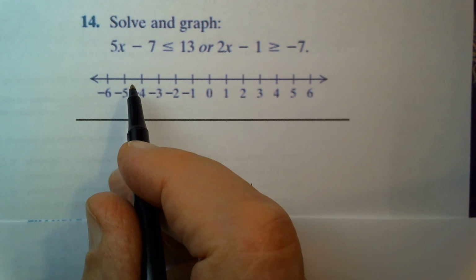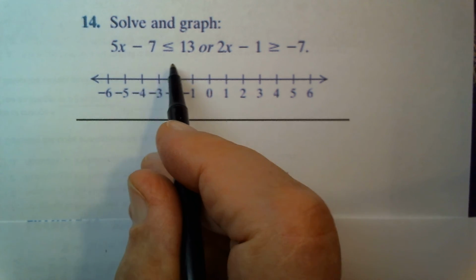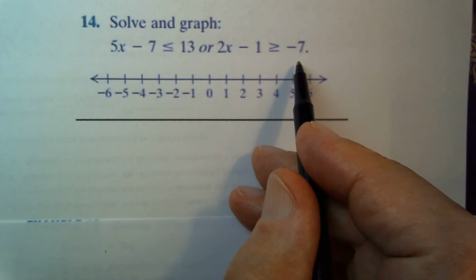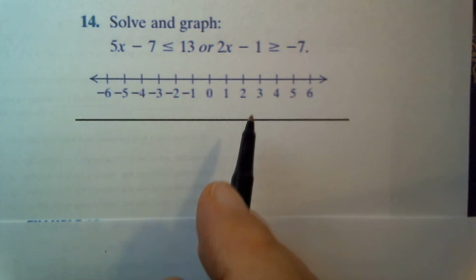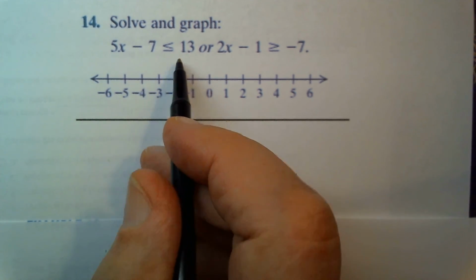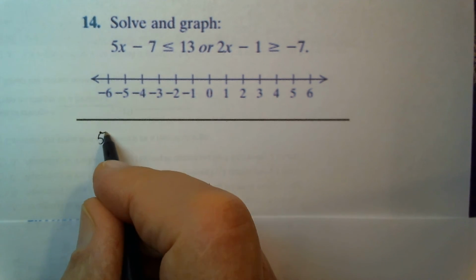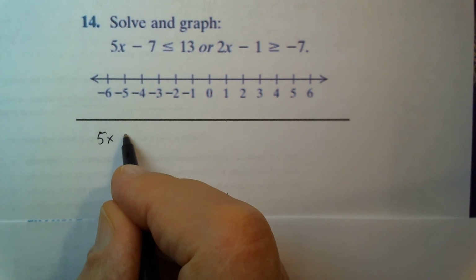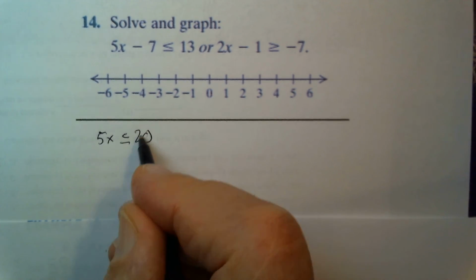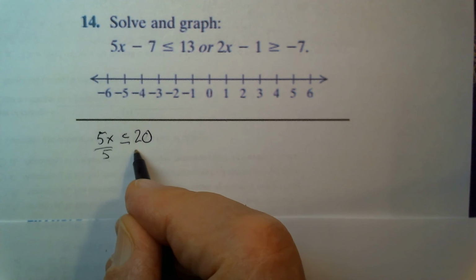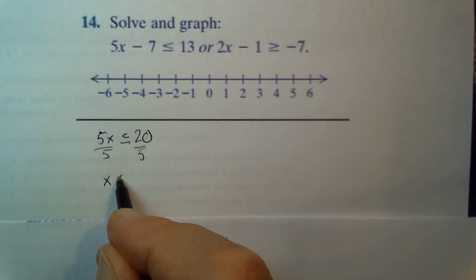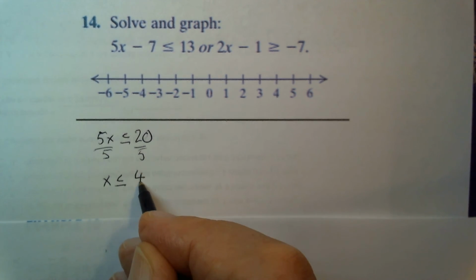Exercise 14 says 5x minus 7 less than or equal to 13, or 2x minus 1 greater or equal to negative 7. So when we add 7 to both sides, we get 5x less than or equal to, and 7 plus 13 is 20. Now we divide both sides by 5. So that means we now have x is less than or equal to 4.